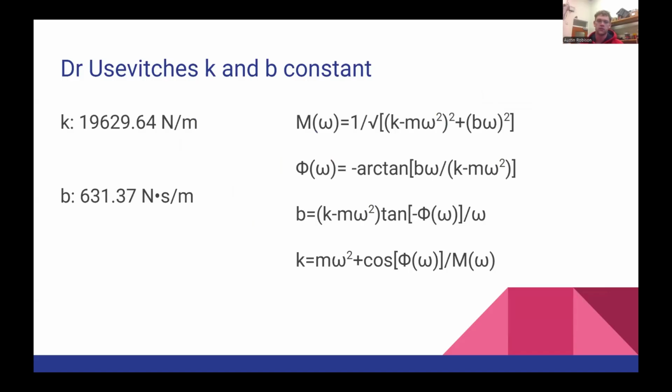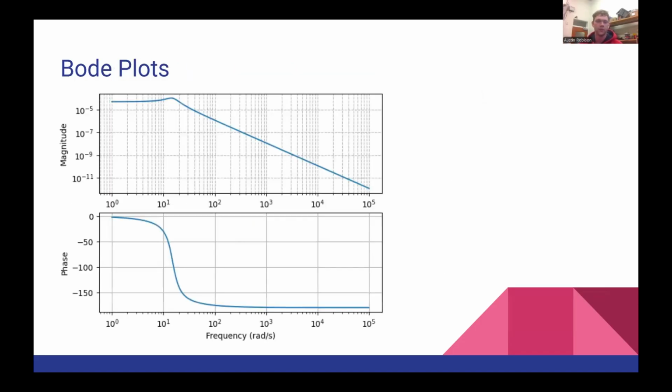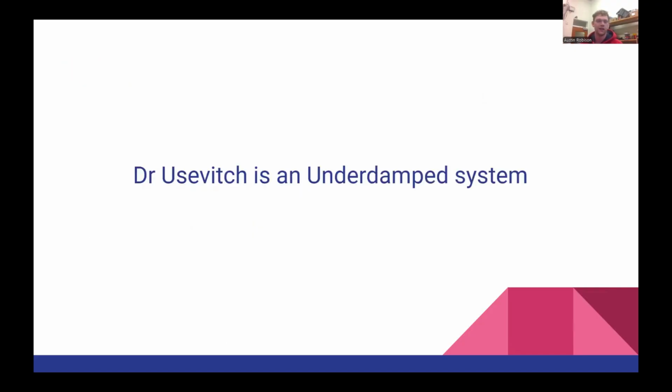And then using some equations that Dr. Yusevich taught us in class, we were able to find the spring value and the damping constant of Dr. Yusevich's legs so that we could model him as a mass spring damper. And then we made some Bode plots just to see how the frequency of his running is affecting the magnitude of his body movement and how that body movement could react as a phase shift. We found that Dr. Yusevich was an underdamped system. So that was pretty cool.